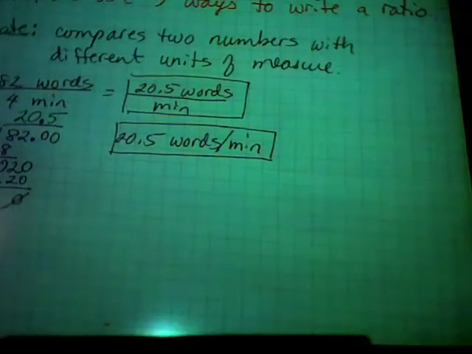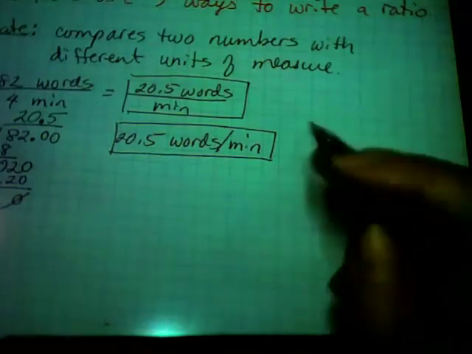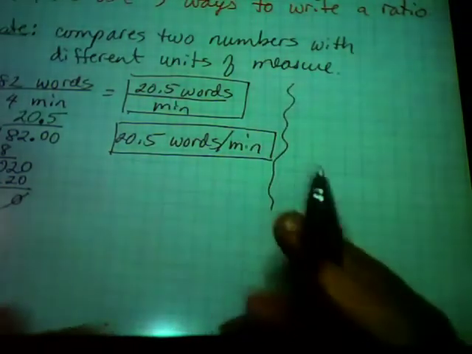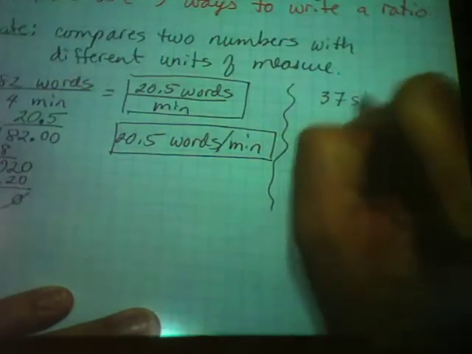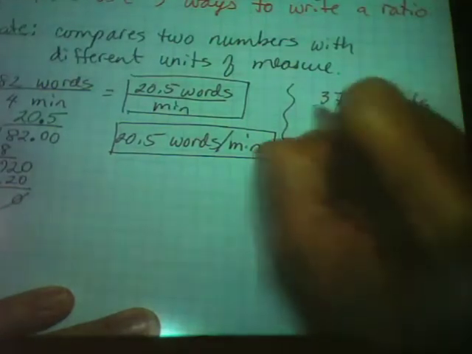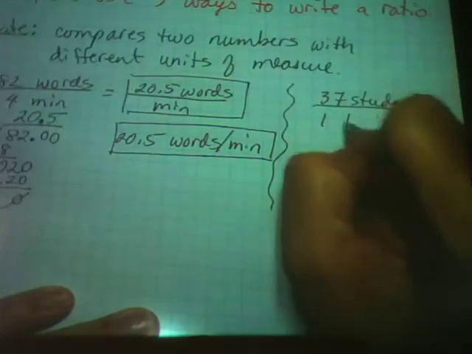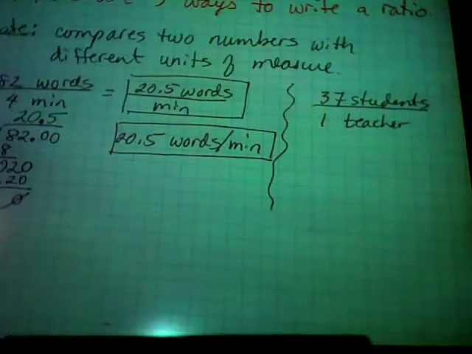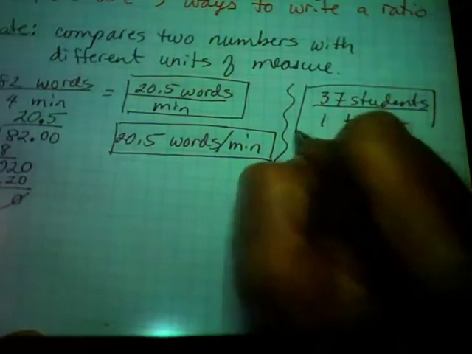So with a ratio, you're not going to get a decimal, whereas with a rate, you might. What about this one? 37 students per 1 teacher. Can that be reduced? No, because I've already got 1 teacher in the denominator, right? So if I gave you something like that, your answer would be, well, it's already fully simplified. There's nothing I could do to this one.